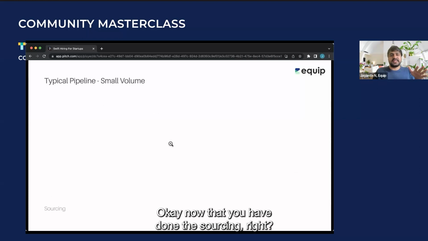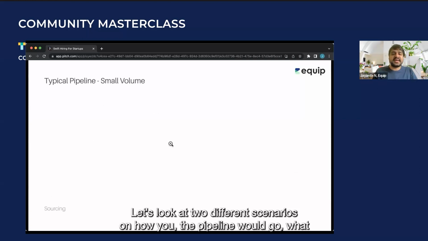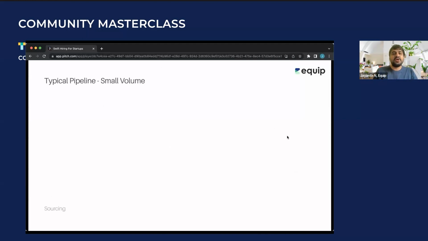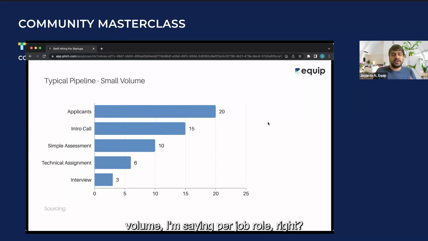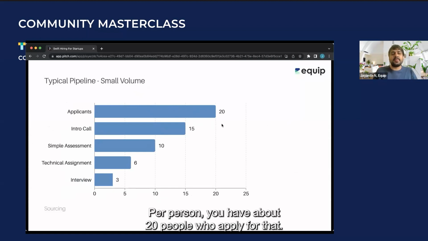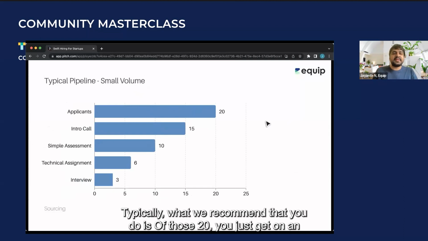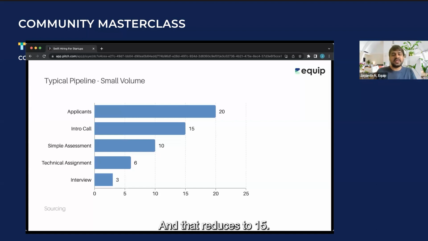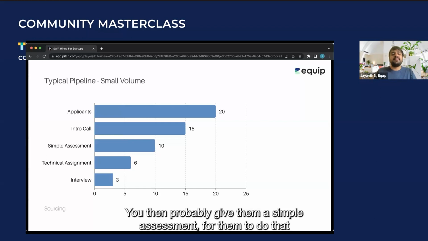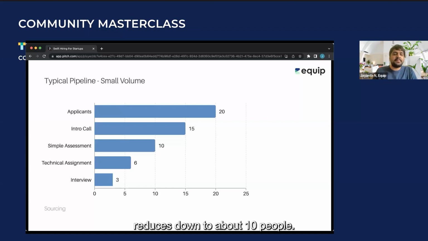Now that you have done the sourcing, let's look at 2 different scenarios on how the pipeline would go and what the different processes would be like. If you have a small volume of people applying, say per position you have about 20 people who apply, what we recommend is that you get on an intro call with all 20. Then maybe you decide 5 of them are not worth it, and that reduces to 15. You then give them a simple assessment, which reduces it to about 10 people.